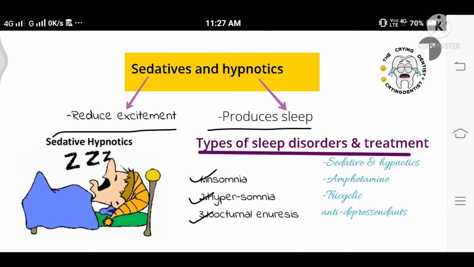Which are the drugs which we use in the treatment of these disorders? First, insomnia. In insomnia, we will give the sedative and the hypnotic drugs. In hypersomnia, we will give amphetamine. Which drug? Amphetamine. And nocturnal enuresis, we will give tricyclic antidepressant drugs.